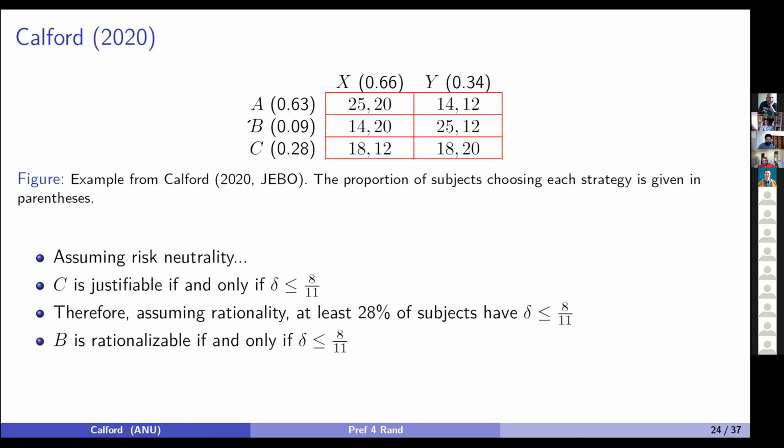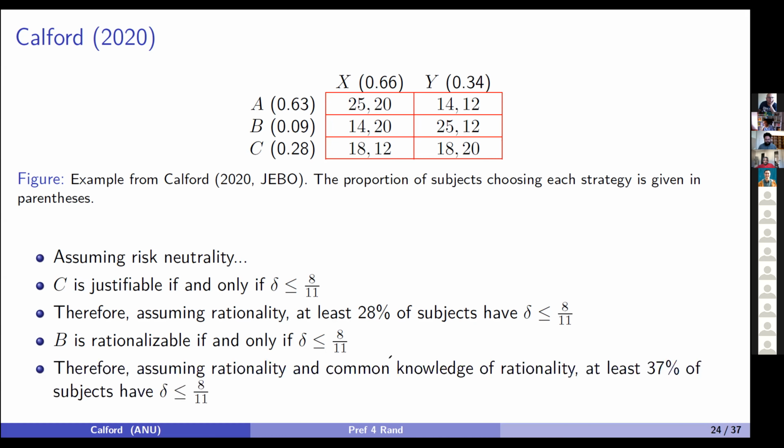I won't go through it, but we can also establish, by an iterated elimination argument, that B is rationalizable if and only if delta is less than 8/11. And so assuming rationality and common knowledge of rationality, at least 37% of subjects have delta less than 8/11. So, a stronger assumption, but a tighter bound.